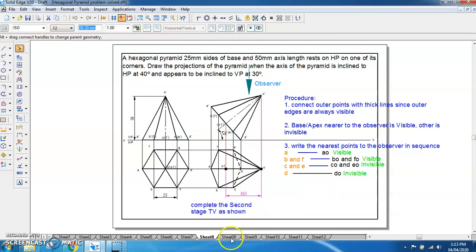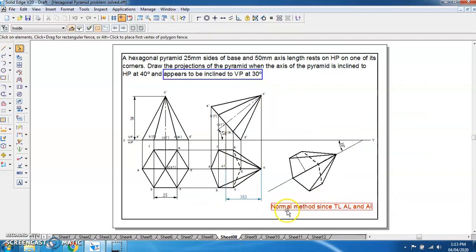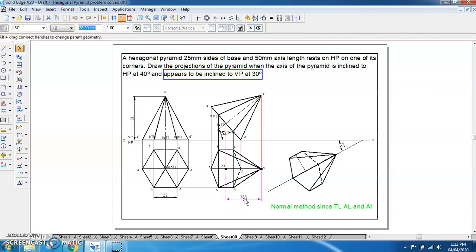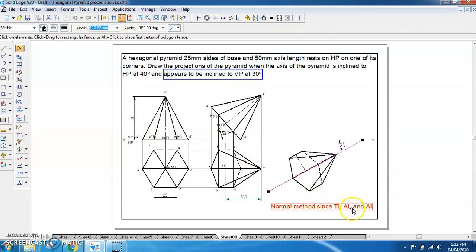Now if you go further, you have to go for the normal method because the axis appears to be inclined to VP at 30. So here you have the apparent length and the apparent inclination. So true length, apparent length and apparent inclination, you have to go for the normal method. Okay, so you have gone for the normal method. You have kept the axis O1 on the 30-degree line and you have reconstructed this figure.